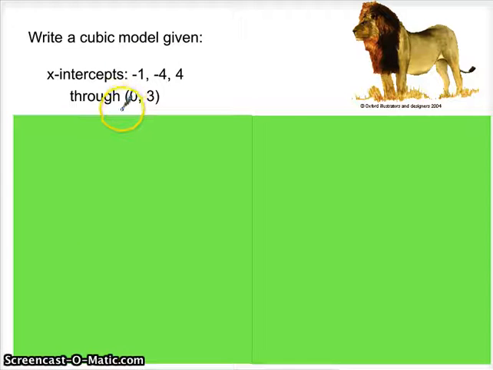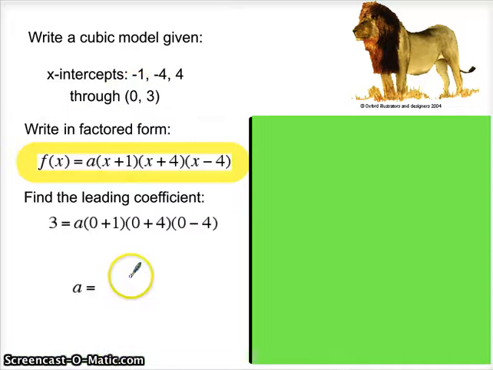If I want to find a cubic model that has these x-intercepts through this point, what you can do is use that factored form to your advantage. I'm going to take -1, and there's where I get my x plus 1. -4 is x plus 4, and 4 again is x minus 4. Remember, it's always x minus your given x-intercept. The trick is I need to know what a is. I need to know that leading coefficient.